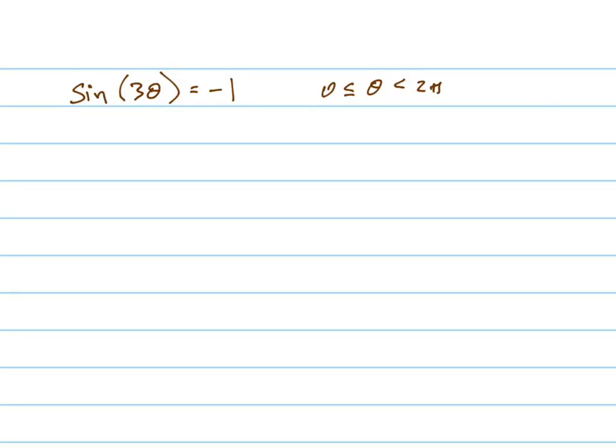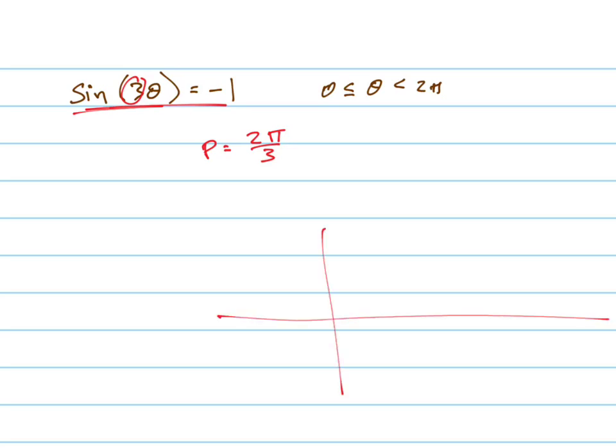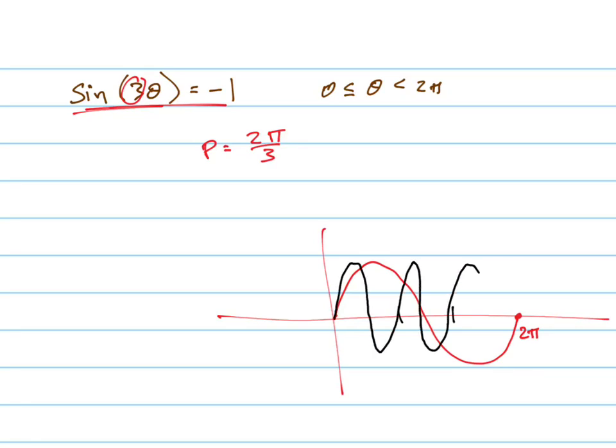All right, this problem wants us to solve this equation on the interval from 0 to 2 pi. So let's think about what the graph would look like. Remember that the 3 affects the period. Your period, instead of being 2 pi, would be 2 pi over 3. So your graph normally would be 2 pi right there, but instead, it's going to do that 3 times. It's going to go 1, 2, 3.